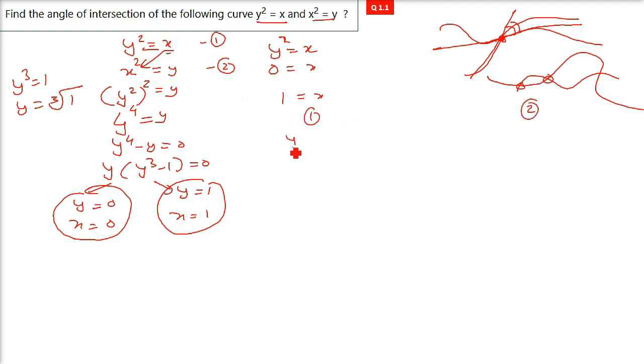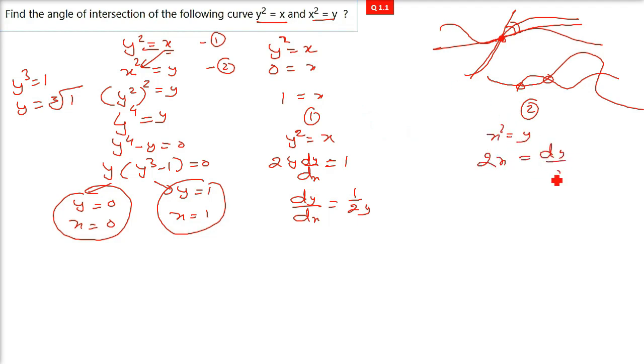So we have the first equation as y square equals x. So we are trying to find out the slope of the tangent now. Differentiating, 2y dy by dx is equal to 1, so dy by dx is equal to 1 by 2y. The second one is x square equals y. Just differentiate it. 2x equals dy by dx. One time we got dy by dx as 1 by 2y. One time we got dy by dx as 2x.